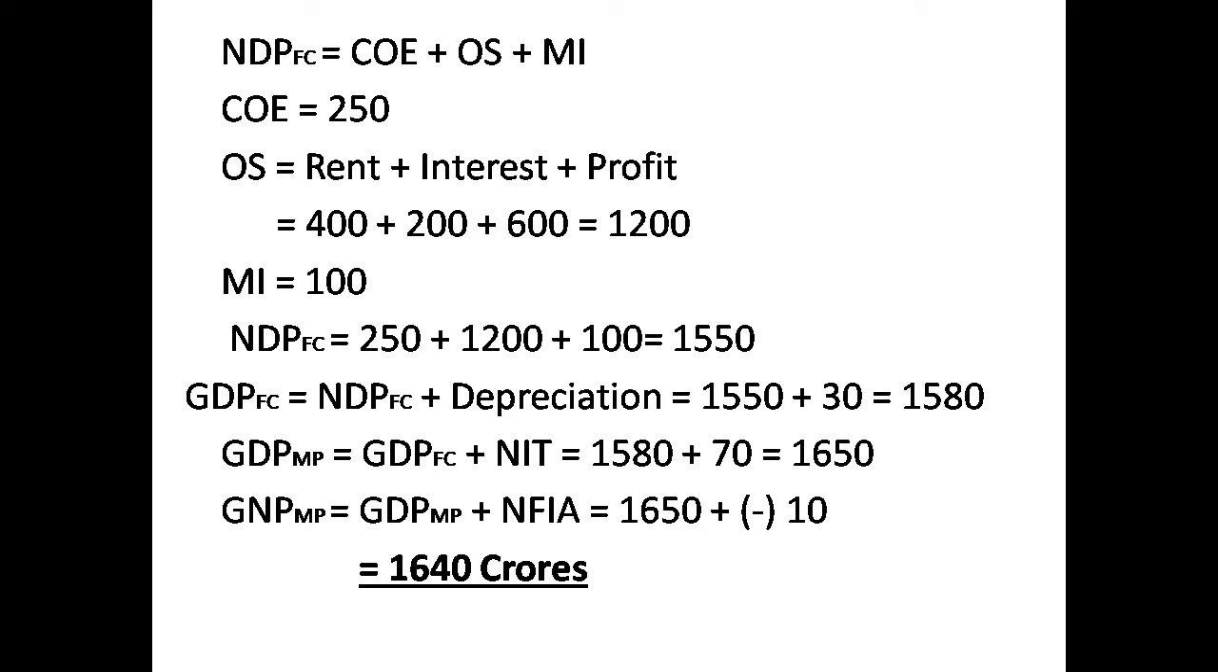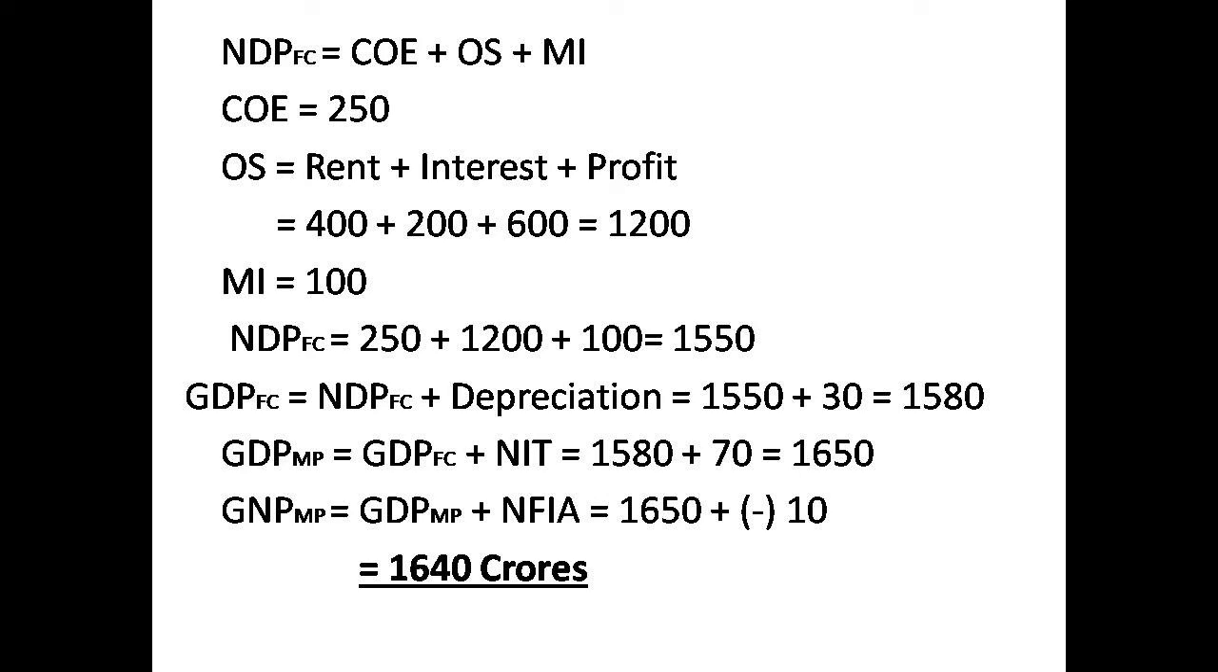We go for NDPFC. We write the formula COE plus OS plus MI. COE is given, 250. OS we calculate by adding rent, interest and profit. 400 is rent, interest is 200, profit is 600. So 1200 is OS. MI is given, it's 100. So NDPFC can be easily calculated: COE 250 plus OS 1200 plus MI 100. We get 1550. So NDPFC is 1550.